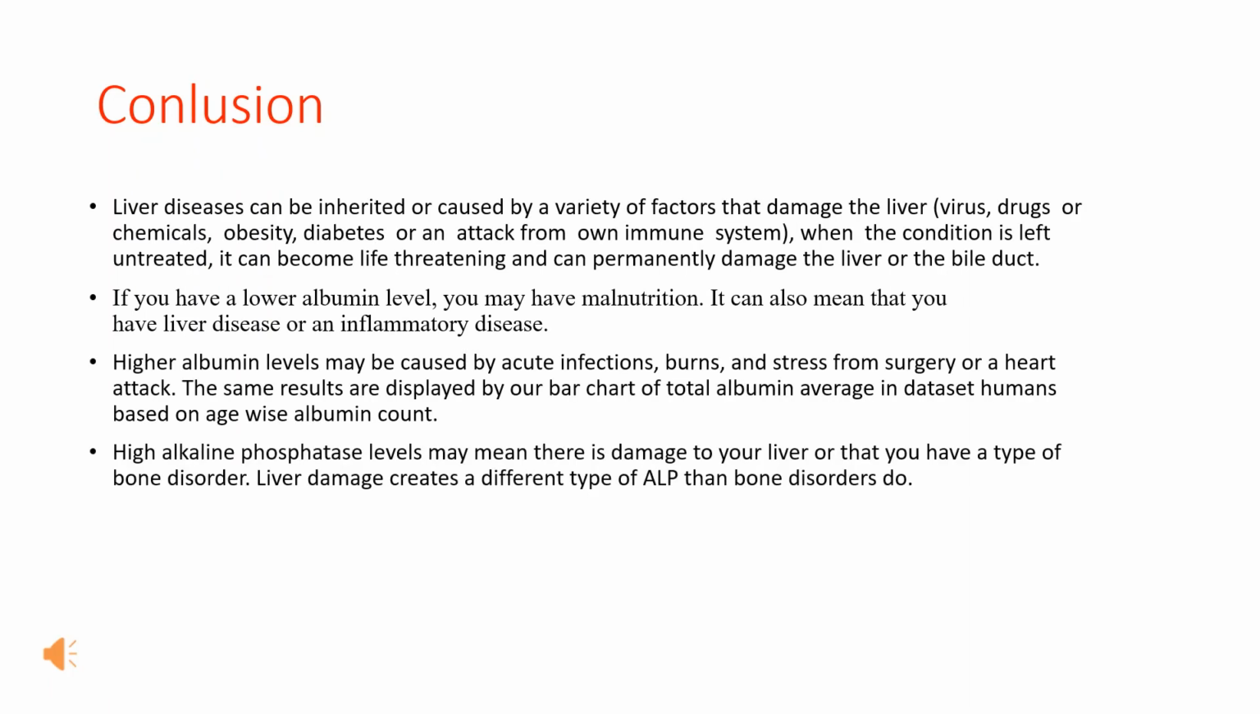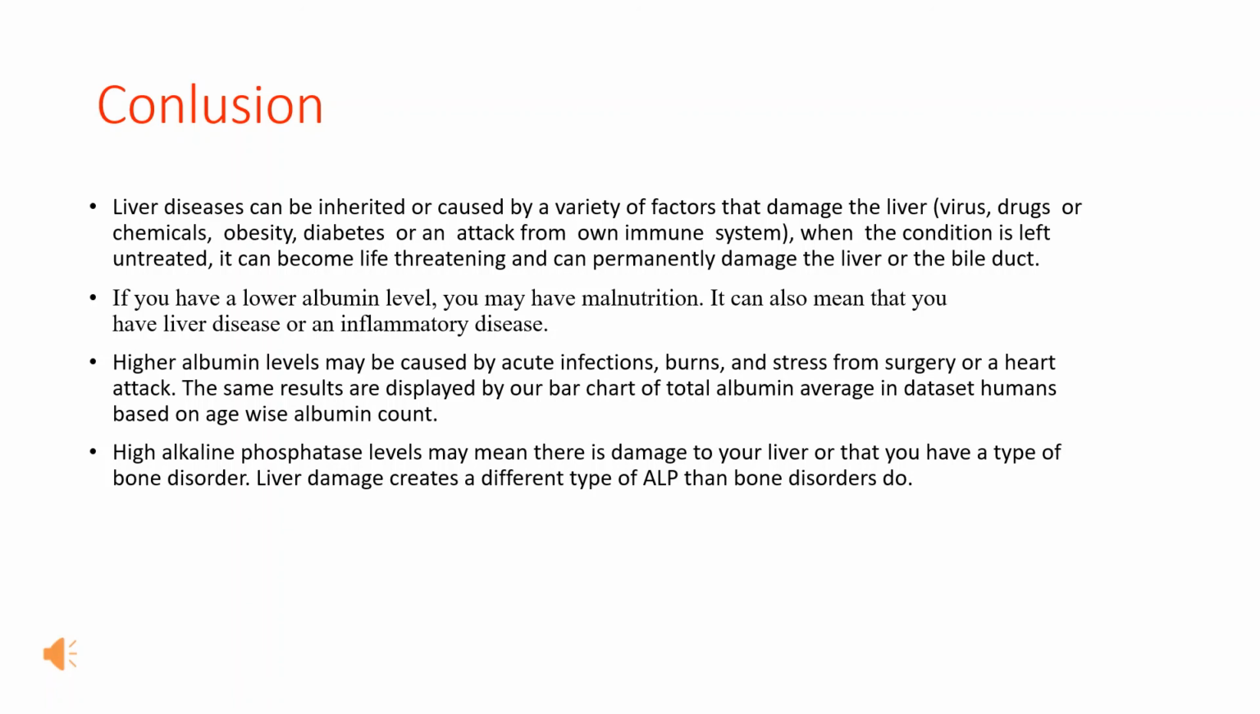Conclusion: the liver disease burden in India is enormous, with most of the deaths occurring in India. For males, the average protein ratio is 6.53 and the average bilirubin is 0.43. High bilirubin levels can be toxic to nerves and cause damage, and this was proved by our results. If you have a lower albumin level, you have malnutrition, and it also means that you have liver disease or inflammatory diseases, as suggested by our reports.